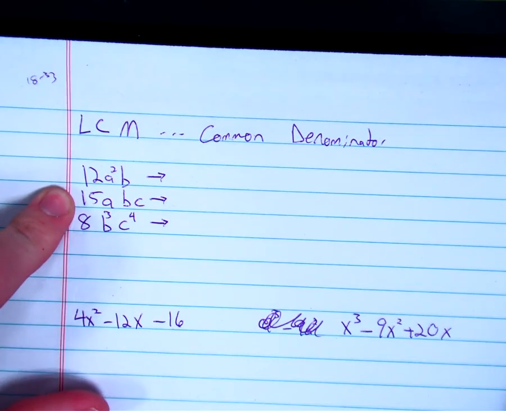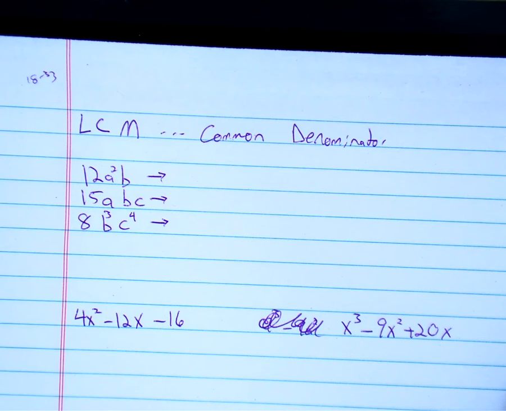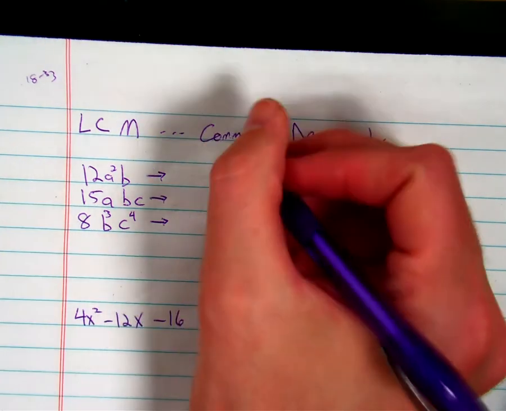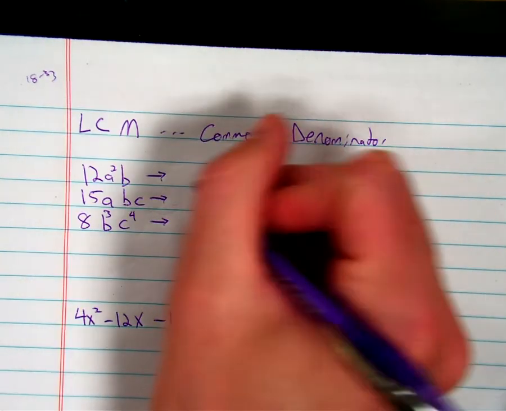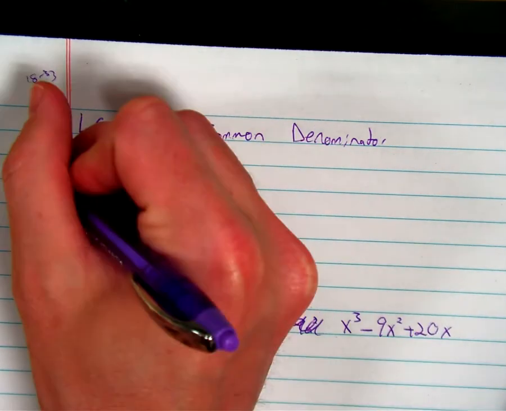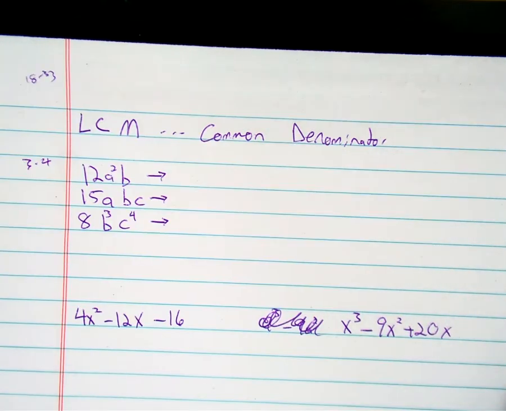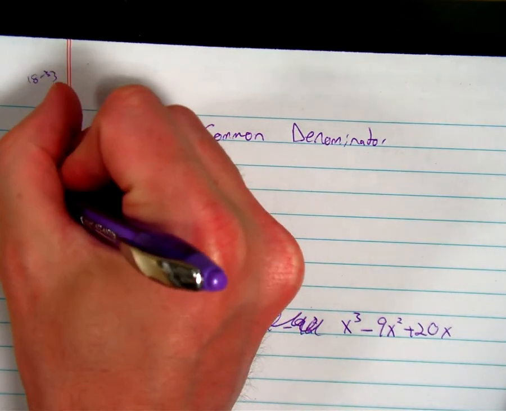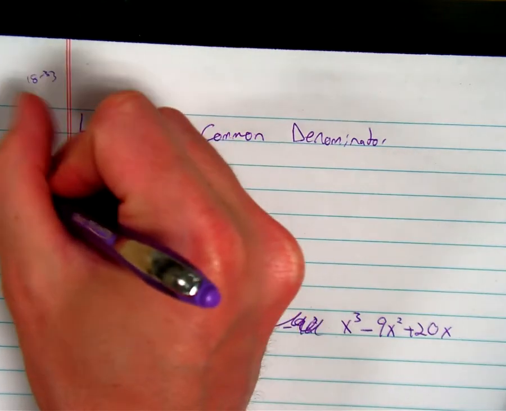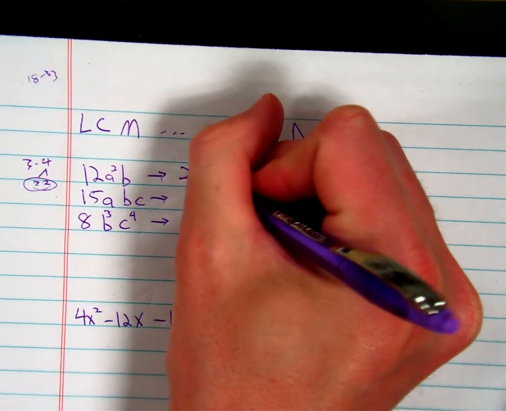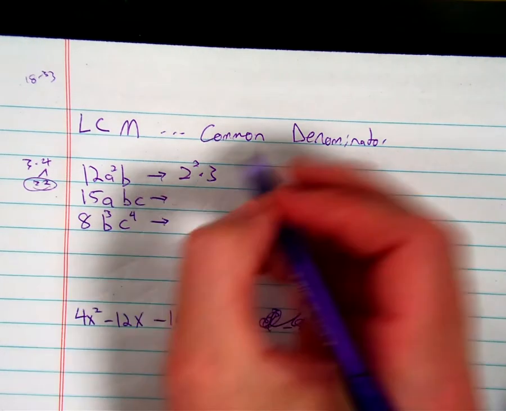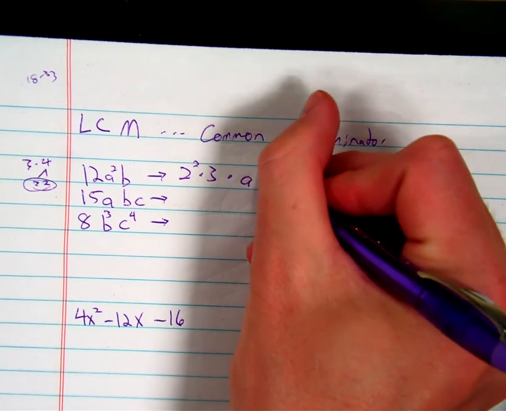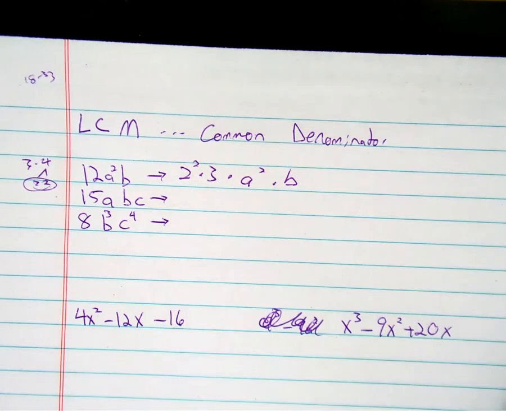As far as the numbers, we need to do the prime factorization. So if you need to make a tree or whatever, you can do that. So 12 is going to be 3 times 4, but 4 is not done. 4 is not prime because 4 splits apart to 2 and 2. So we're going to have 2 squared times 3. And then we keep the letters as they are, a squared times b.